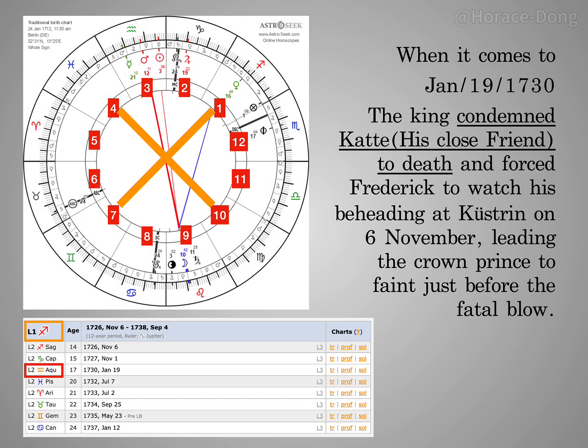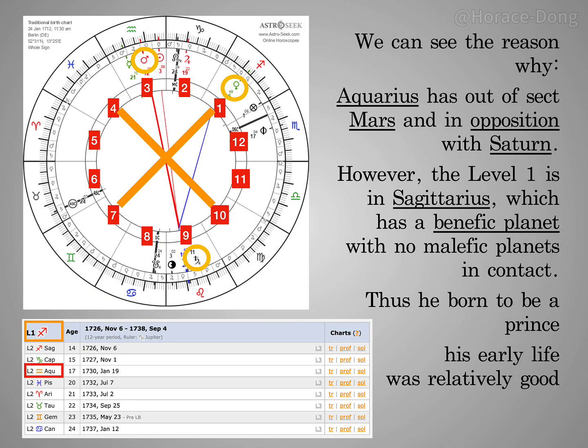On January 19th, 1730, the king condemned Katte, who was his close friend, to death, and he forced Frederick to watch his beheading at Küstrin on 6th November, leading the crown prince to faint just before the fatal blow. And we can see the reason why, because Aquarius has out-of-sect Mars in opposition with Saturn. However, level 1 is in Sagittarius, which has a benefic planet with no malefic planets in contact. Thus, he was born to be a prince. So, his early life was relatively good.